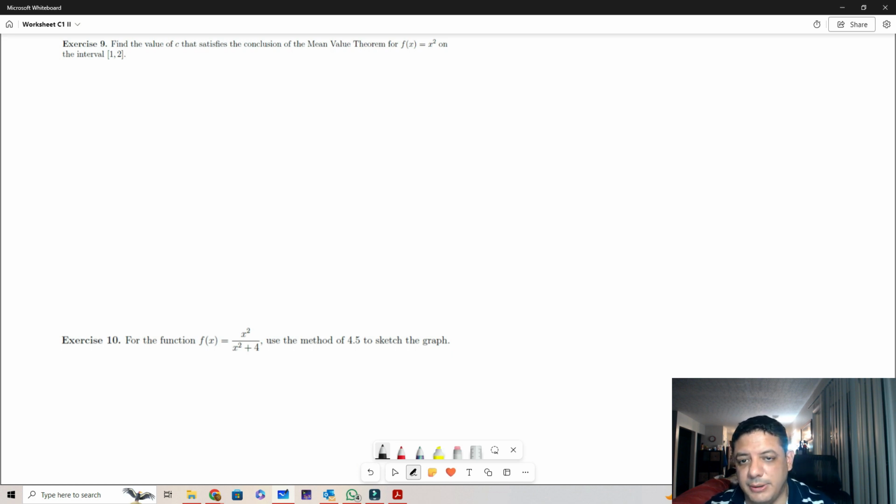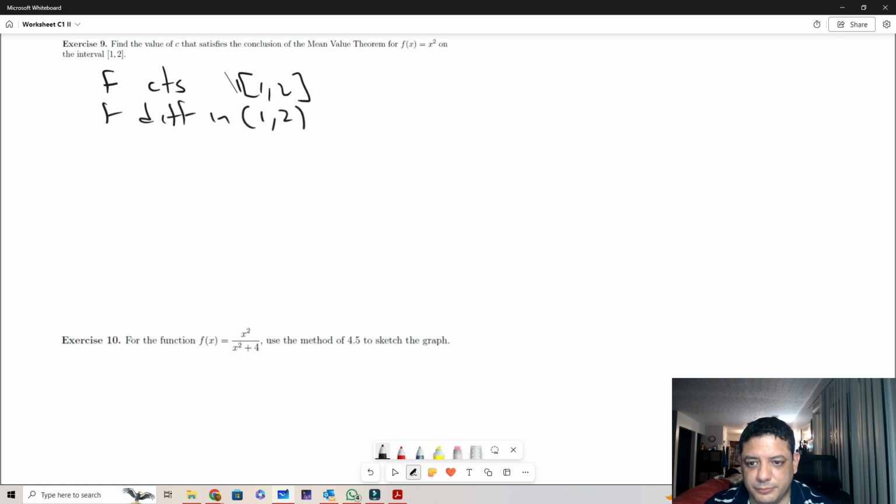All right, for exercise number 9, we want to find the c that satisfies the conclusion of the mean value theorem for the function f of x equals x squared on the interval 1 to 2. So first, we have to review what the conditions of the mean value theorem are. So first, we check that f is obviously continuous on the interval 1 to 2. And f is also differentiable in the 1 to 2 interval. No issues with that.